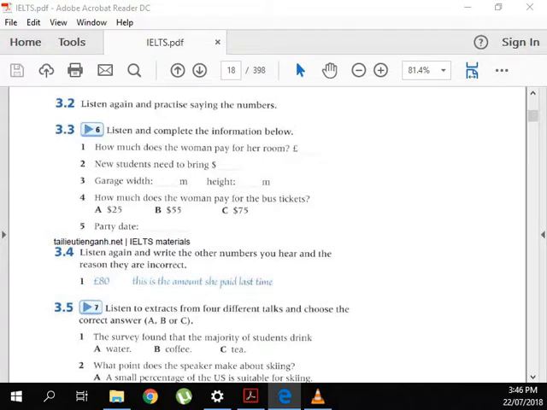Okay, next. Party date. Yeah, what do you think? It's 29th, okay? So first they're deciding different things, okay? But the party date is 29th of July, okay? It's at the end of the conversation.